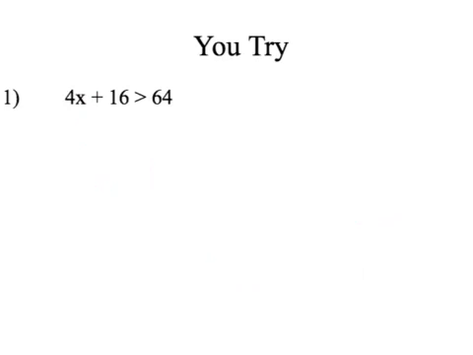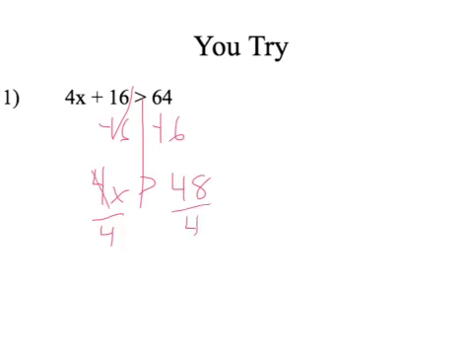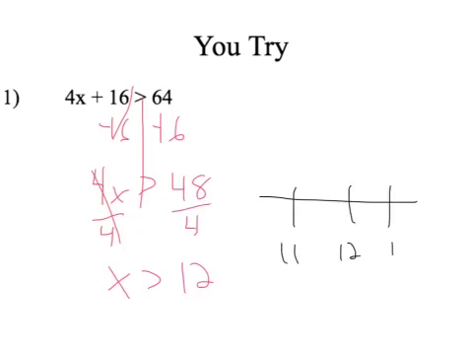Go ahead and pause the video and do the first you try. When you're doing the first you try, you want to subtract 16 from both sides. So that gives you 4x is greater than 48. Divide both sides by 4. x is greater than 12. So on our number line, 11, 12, 13. It is not equal to, so therefore we want an open dot. And numbers that are bigger, so we shade towards the right.